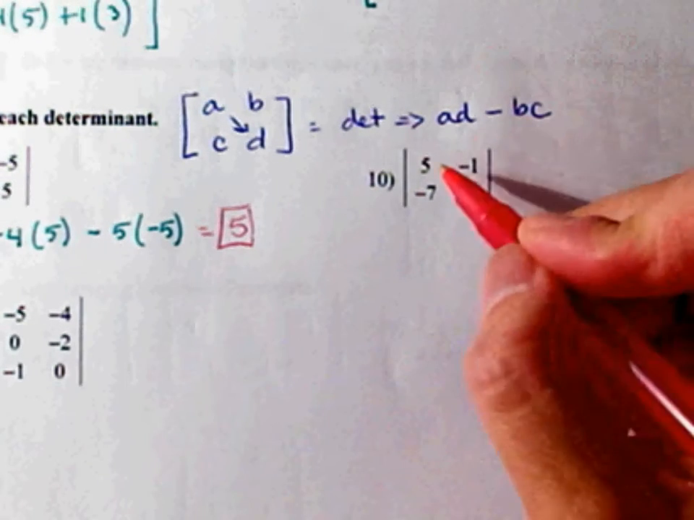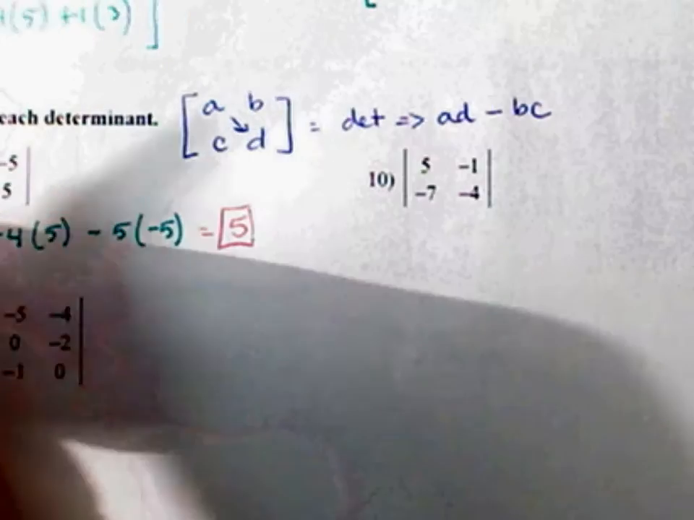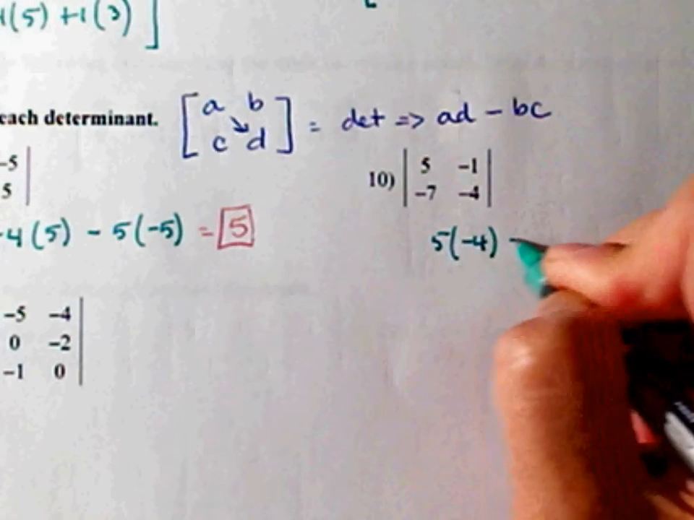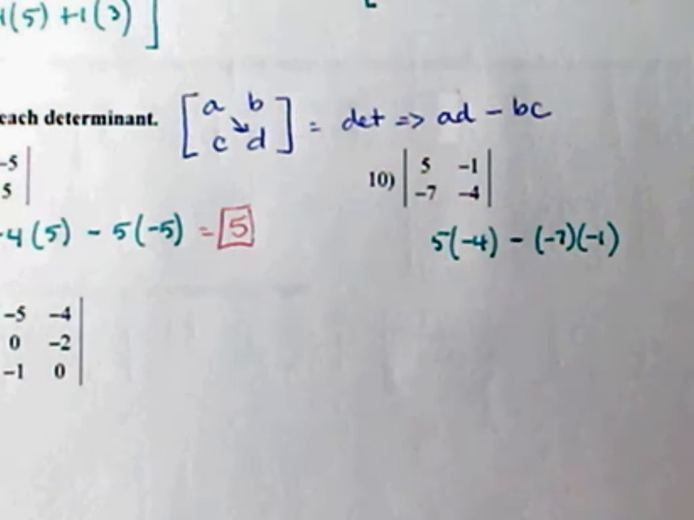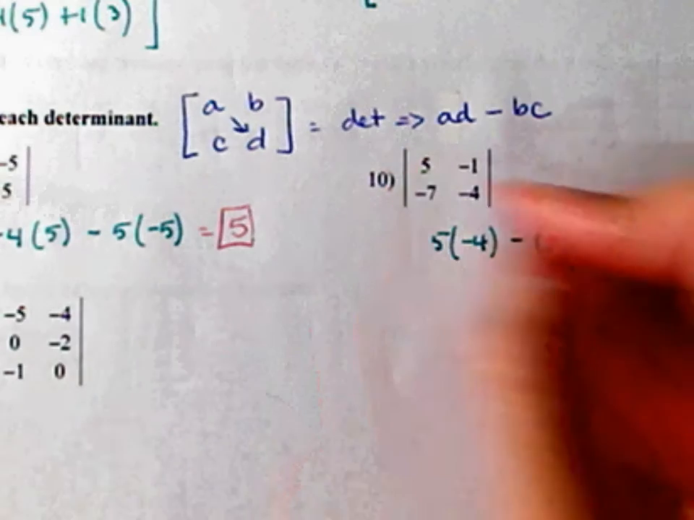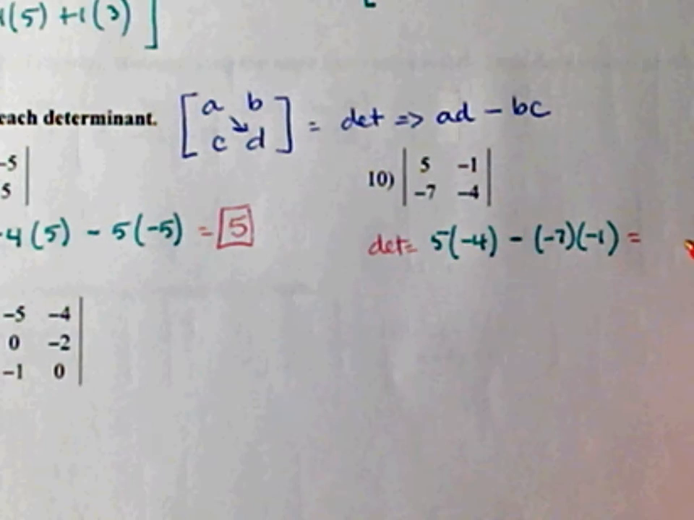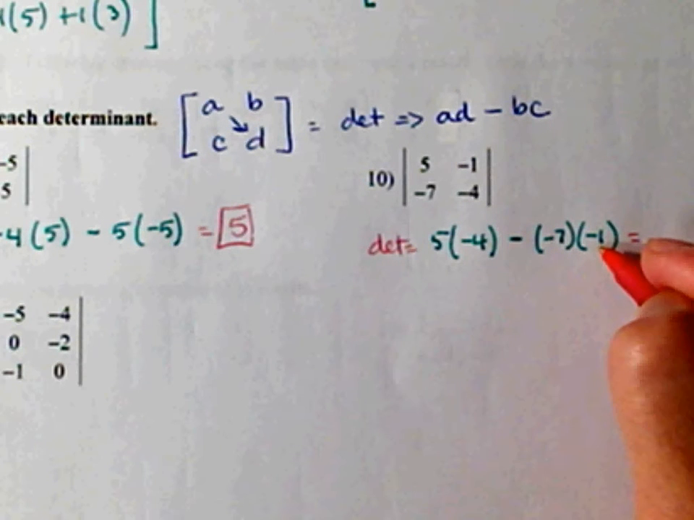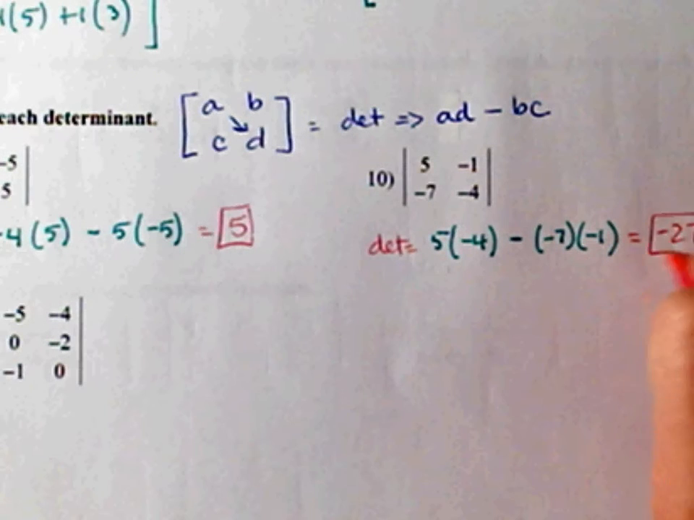Same thing. Okay? So, let me get my right pen. 5 times negative 4 minus negative 7 times negative 1. Alright? So your determinant is going to come out to be negative 20 minus negative 7 times negative 1, which is positive 7. This comes out to be negative 27. And there's number 10.